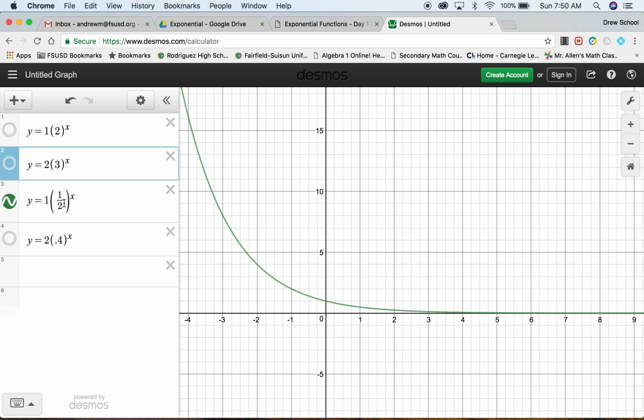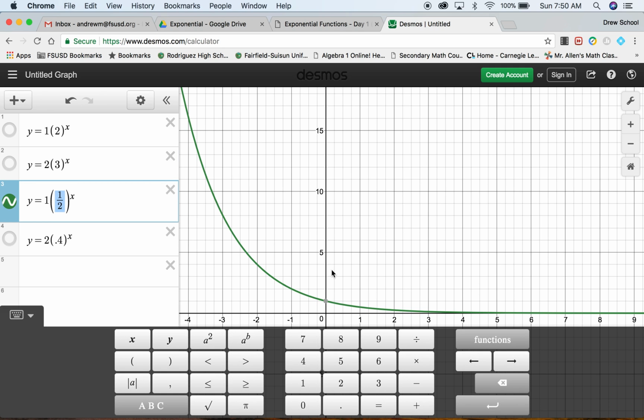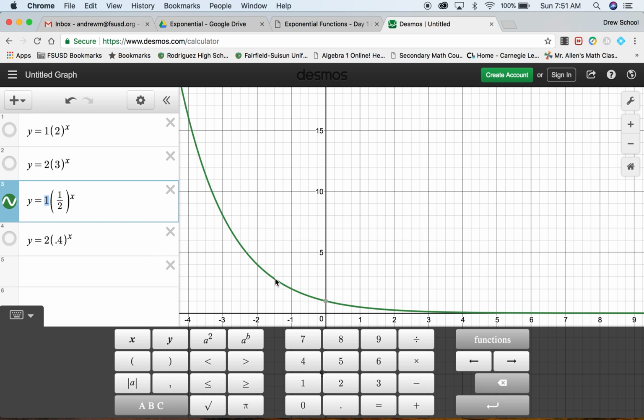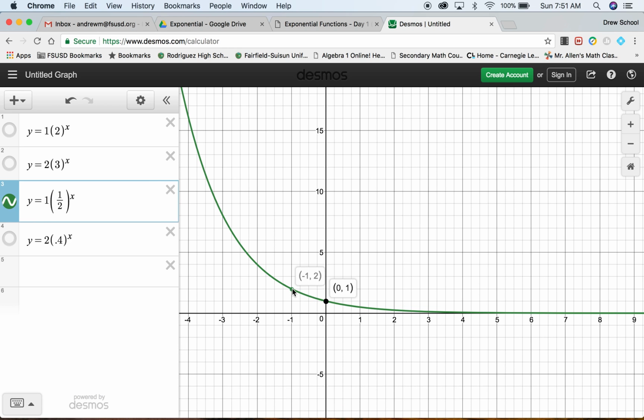This function, our b value is 1/2. So it's less than 1, but it's also positive. And we have a decreasing, or what we call exponential decay. Our a value is 1, and that's our y-intercept. And you can see that our scale factor is 1/2.